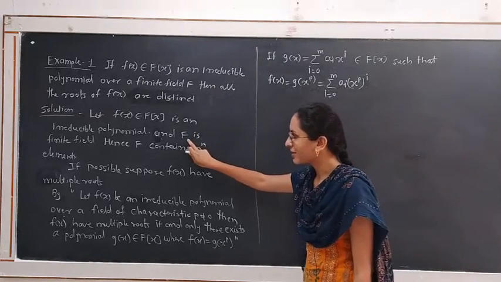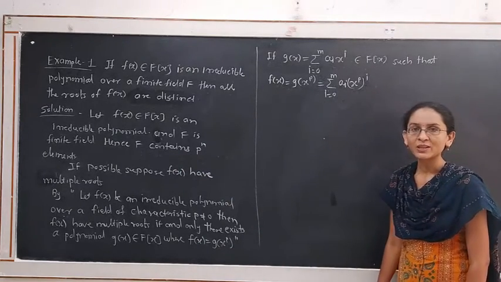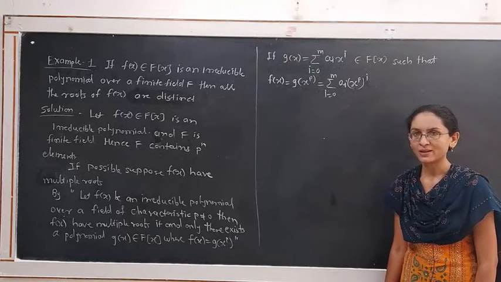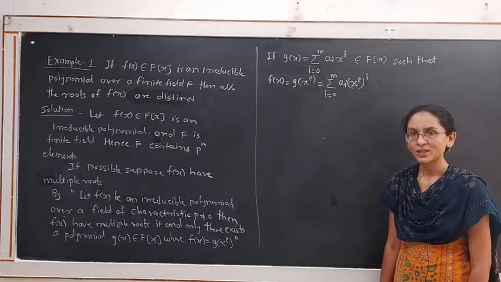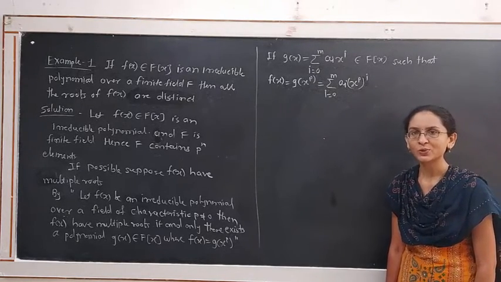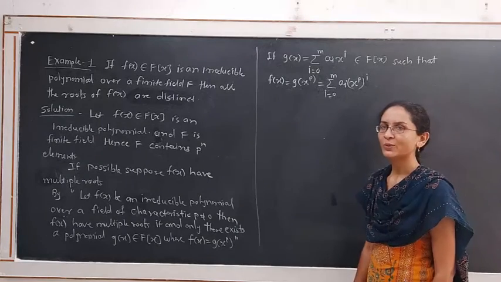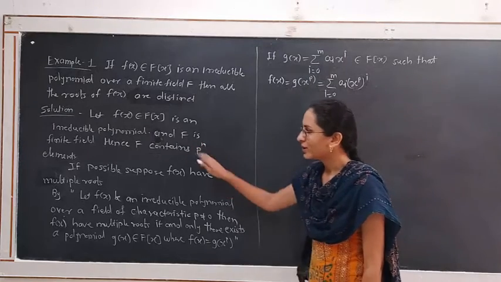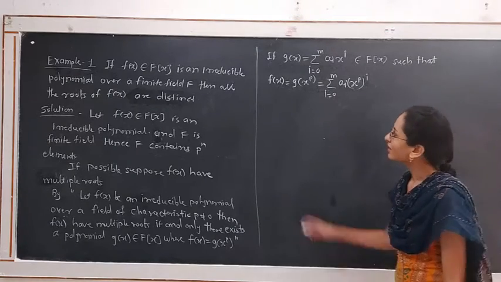Let this field F be a finite field of characteristic p; it also contains p^n elements. Hence, it is the splitting field of the polynomial x^(p^n) minus x. We know the result: the splitting field of the polynomial x^(p^n) minus x over the finite field F having characteristic p is the field with p^n elements. Here, this field F is the field with p^n elements, hence it is the splitting field of the polynomial x^(p^n) minus x.